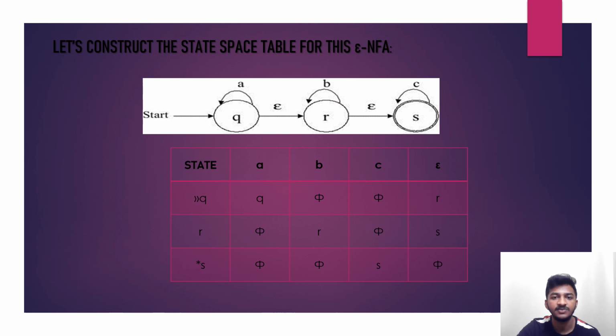Let's construct the state space table for this epsilon naught NFA, and hence the transition table. The states are Q, R, S with columns A, B, C and epsilon naught. For Q, on A it goes to Q, on B it goes to phi, on C it goes to phi, and epsilon naught to R. For the state R, on A it is phi, on B it is R, on C it is phi, and epsilon naught to S. And for the state star S, on A it is phi, on B phi, on C it is S, and epsilon naught is phi.